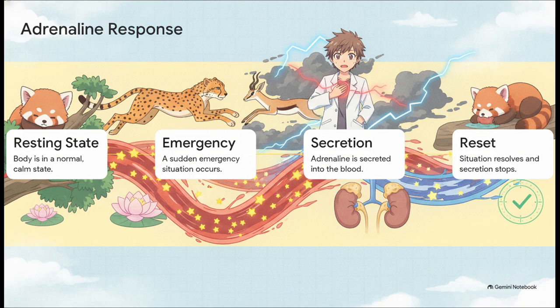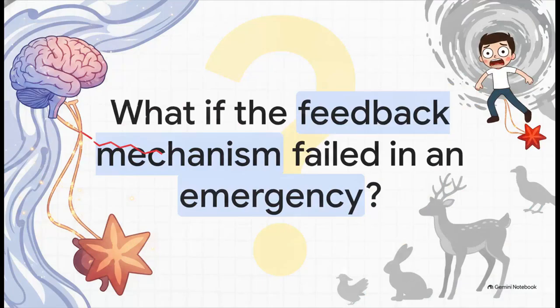Step 1, you're just sitting there, totally calm in a normal resting state. No adrenaline needed. Step 2, suddenly an emergency hits. Your feedback mechanism instantly recognizes this. Step 3, adrenaline rapidly spikes and floods your blood so you can react quickly. And most importantly, Step 4, the second the danger passes and you're fully safe, the feedback mechanism tells the adrenal gland to stop secreting. The whole system just resets back to normal. It's honestly such a remarkably elegant system of control and coordination.